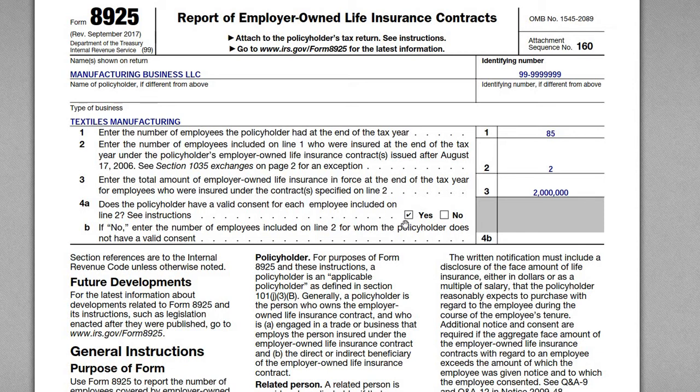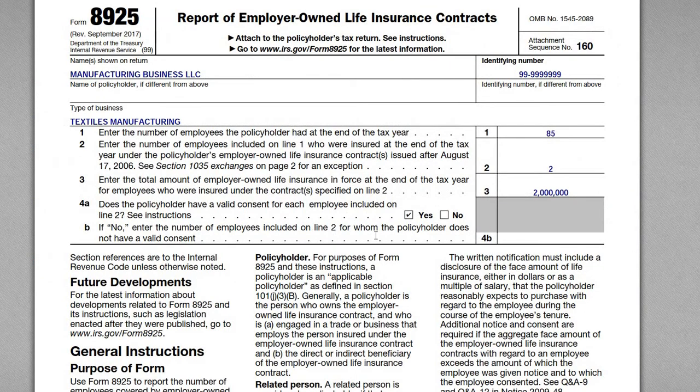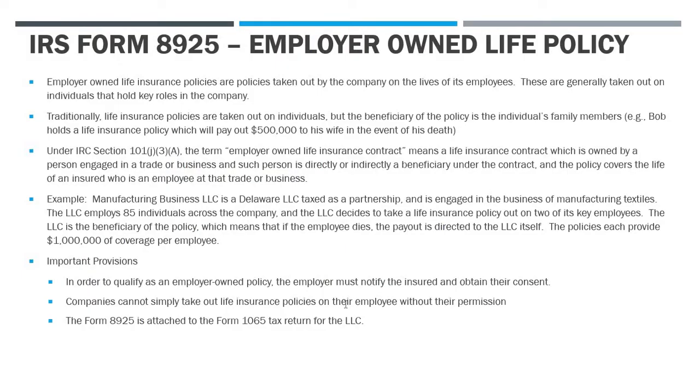So we're answering yes as required, but in order to have these employer-owned policies, the employer has to provide notice and get consent from the employee, okay? Companies can't just go start taking out life insurance policies on their employees unless they have their permission. So question 4A, obviously you want to be answering yes here, right, because that's a requirement in order to get the employer-owned policy.